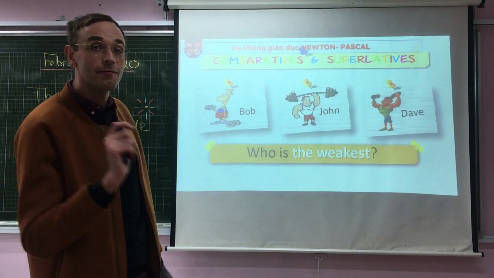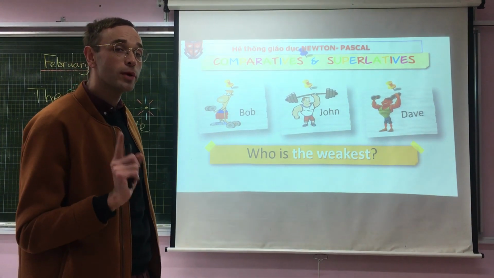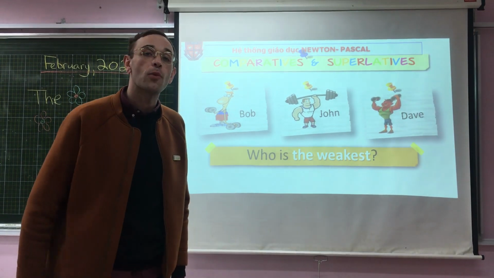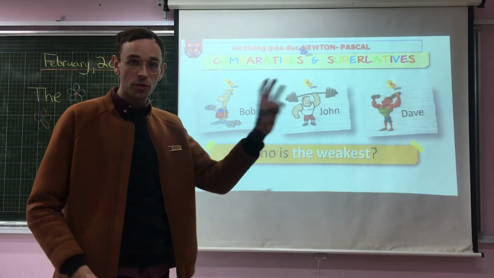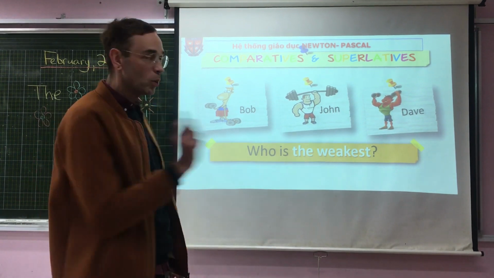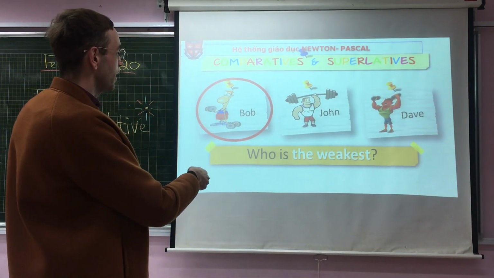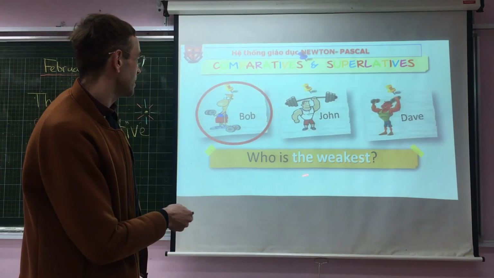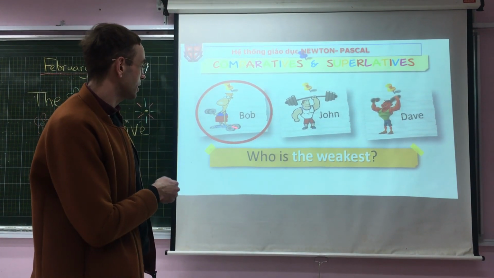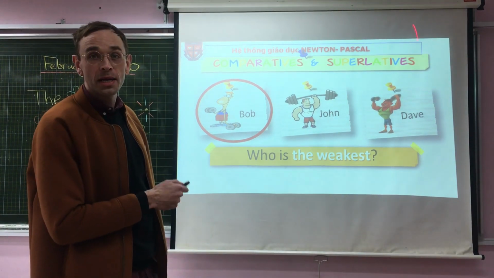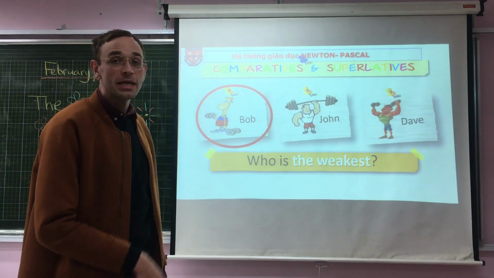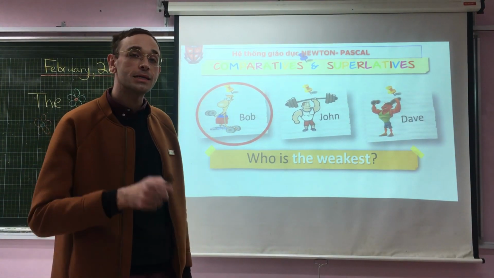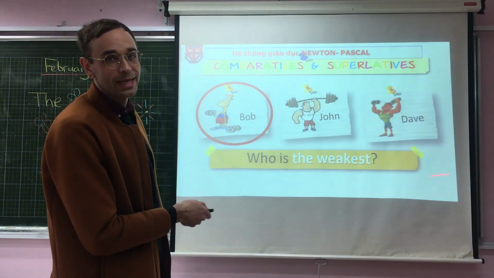Now, I want to know of these 3 men, who is the weakest? Bob, John, or Dave? And I want your answer out loud in 3, 2, 1. That's right. Bob, with his skinny little arms, is the weakest. He can't even lift this weight here. He's weaker than John. He's weaker than Dave. He's weaker than everybody. So he is the weakest.